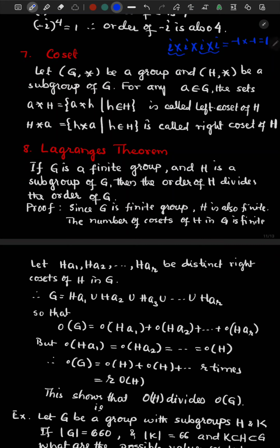Coset. Let G with binary operation star be a group and H with binary operation star be a subgroup of G. Then for any a belonging to G, the set a star H, which is the collection of all a star h, where small h comes from the set H, is called the left coset of H. Similarly, another set H star a is a collection of all the elements of the type h star a, where this small h is an element from the set H, and this is called the right coset of H.